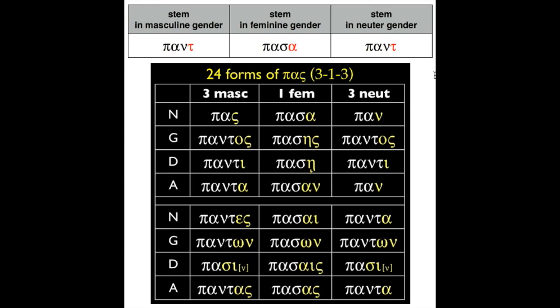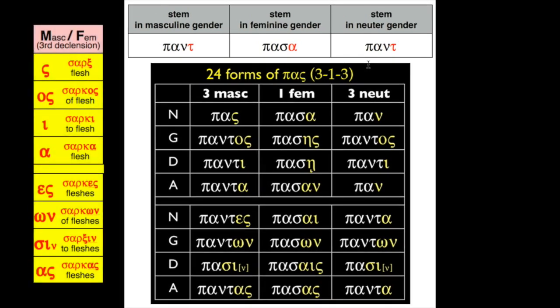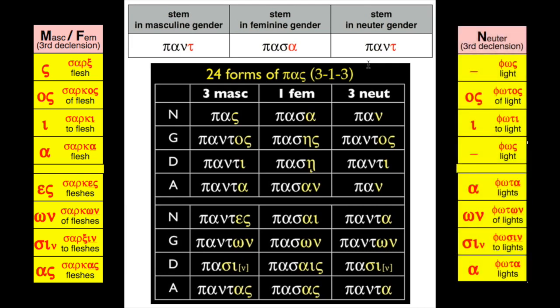Now don't worry too much about what I'm about to show you here, but just in case you have one of those inquiring minds that wants to know, why is pas a 3-1-3 adjective? There's a very logical reason. Now we saw, remember, that third declension nouns were nouns in which the stem ended in a consonant. So for example, when we came to sarx, we saw the stem was sark, ended in a kappa, right? With phos, we saw that the stem was phot.